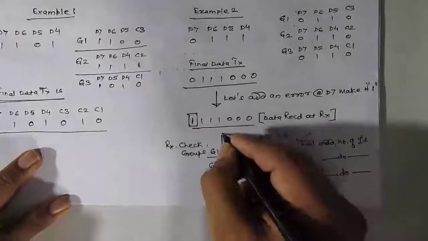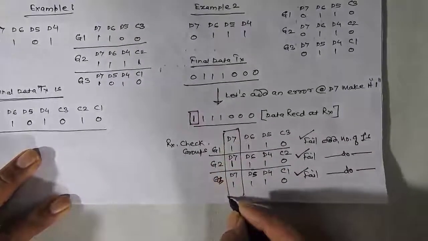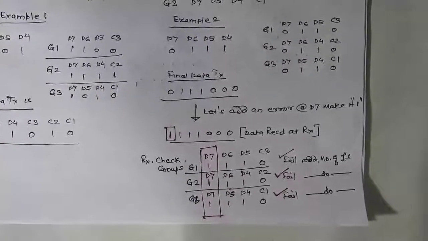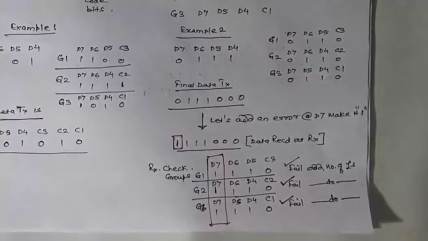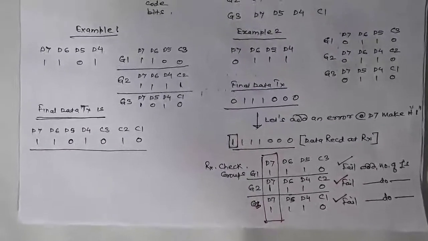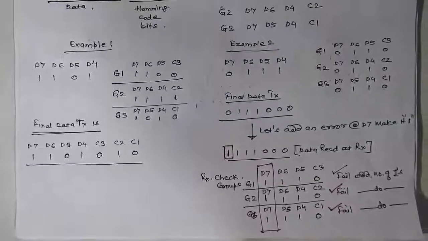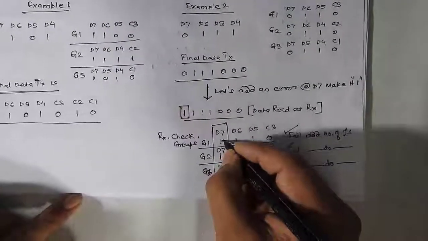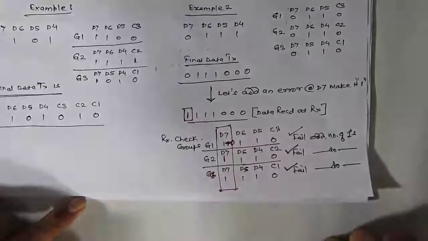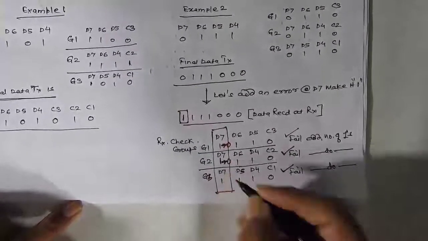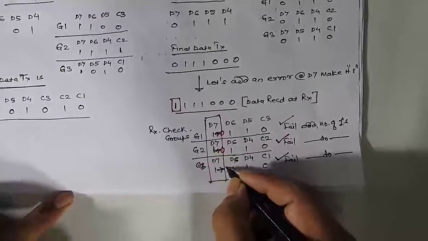Now from here we can see that in all these 3 groups which failed, D7 is common. So that means the problem is at bit D7, and the data which you are getting is a 1. To make this an even number of ones, we will have to convert it into 0. Similarly, in each group, to make it an even number of ones, we have to make it 0.